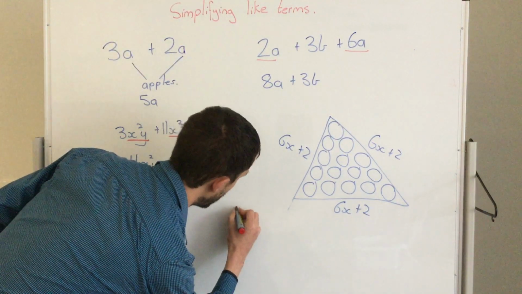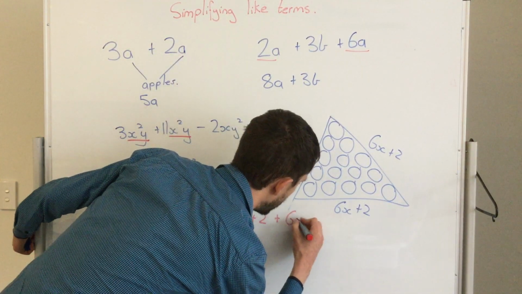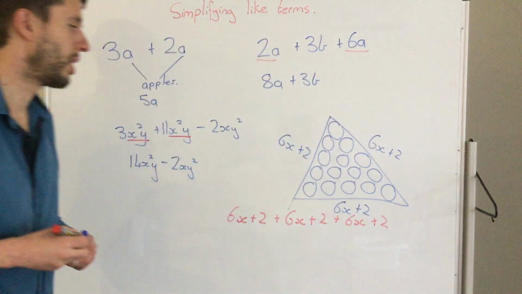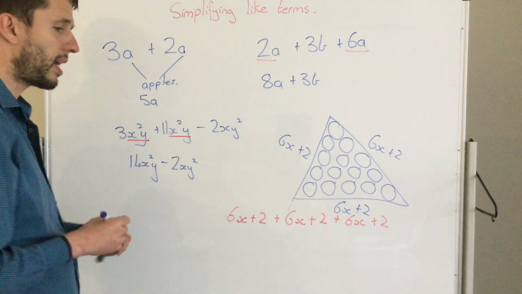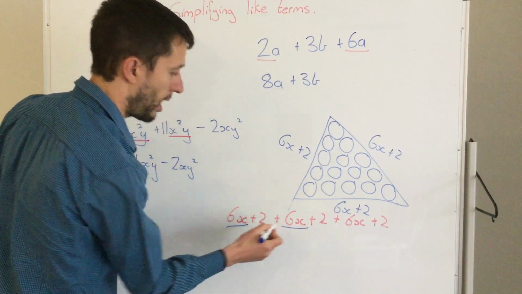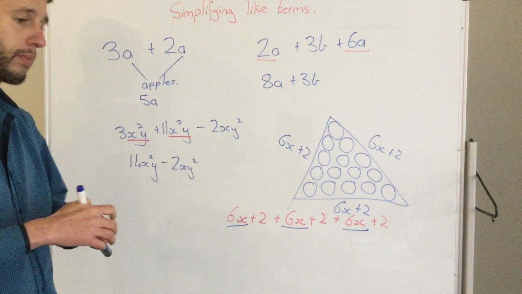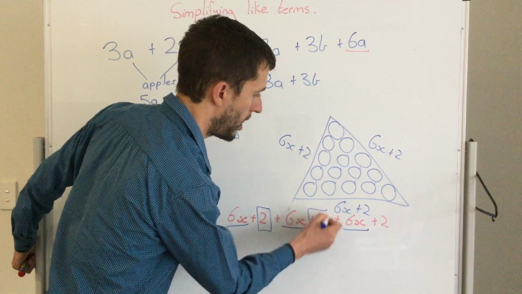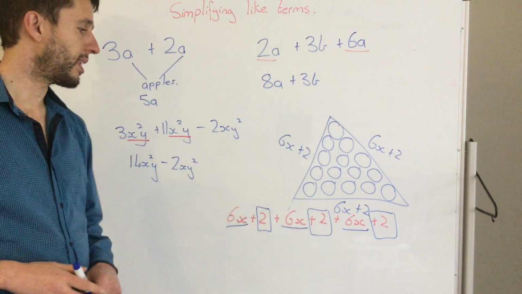So I'm going to be going 6x plus 2 plus 6x plus 2 plus 6x plus 2. 3 lots of 6x plus 2. Now, the like terms, I'm going to be grouping them. So first, I'm going to be looking at my 6x plus 6x plus 6x, because they've all got the same variable of x. And then I'm also going to be looking at my 2 plus 2 plus 2.